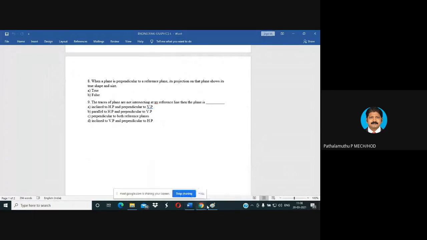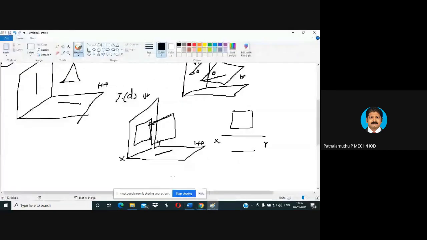Option B is the correct answer for question number 8.